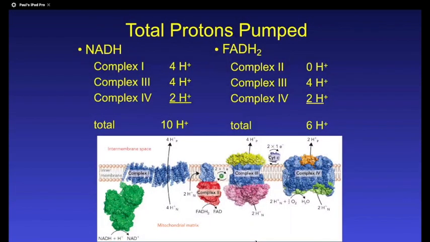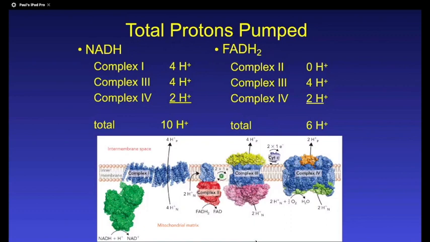And so for NADH, we get 4 protons across the membrane for complex 1, in complex 3 I get 4 protons across, and in complex 4 I get 2 protons across. For FADH2, complex 2 doesn't get any protons across, but I do get them into QH2, and I can do complex 3 and 4, and I get 6 across.